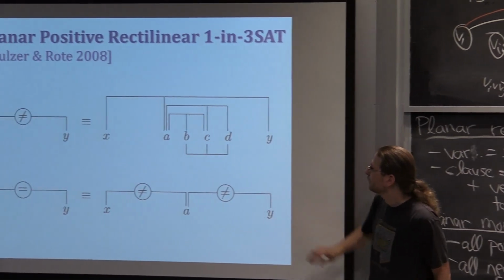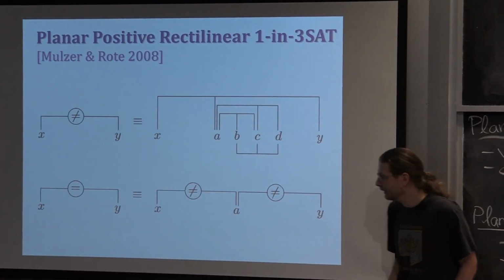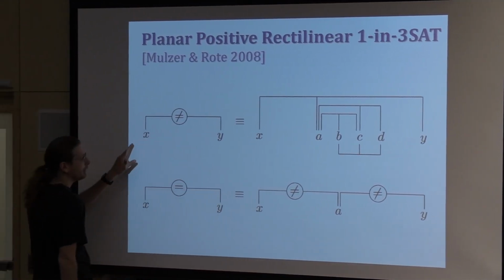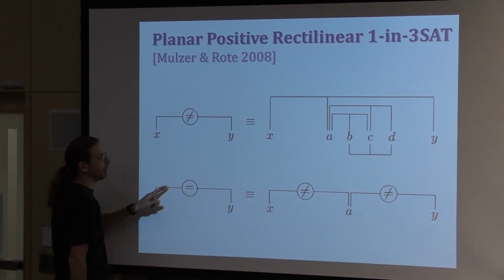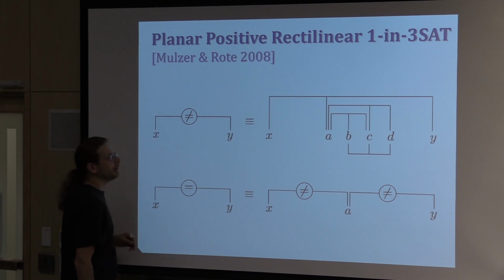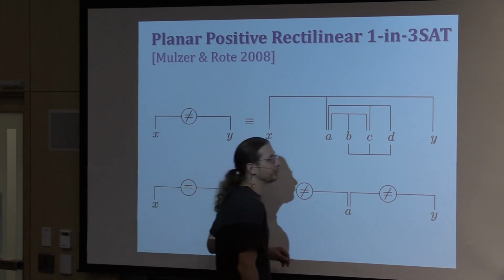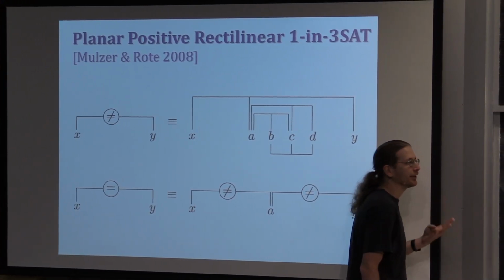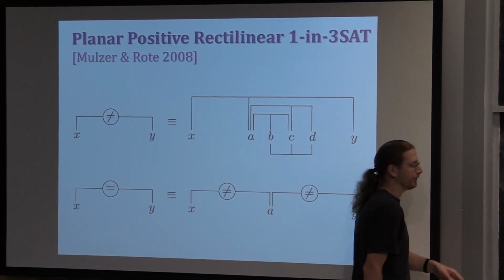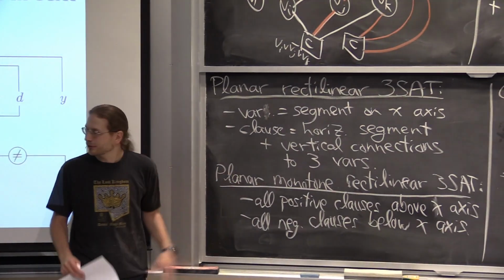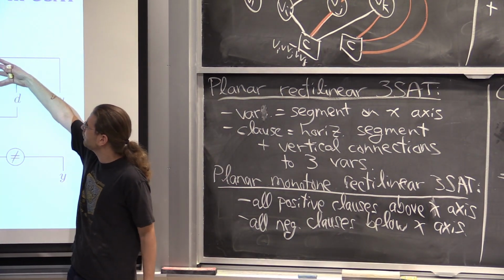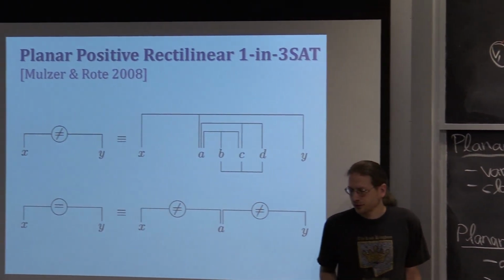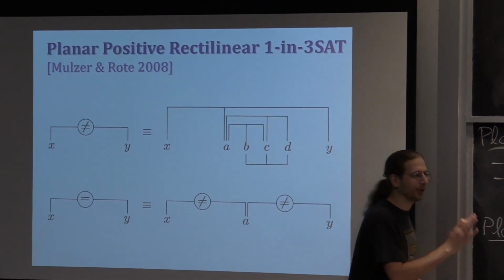So this is a version that, well, these are some gadgets actually. This is one way to force that 2 variables have opposite values and force that 2 variables have equal values, using, I guess this is really planar positive rectilinear 1 in 3 SAT. Okay, it's the 1 in 3 SAT version of this problem. So again, variables are on the x-axis. Everything above is implicitly all positive. Everything below is implicitly all negative. Oh, sorry. Here, everything is all positive.